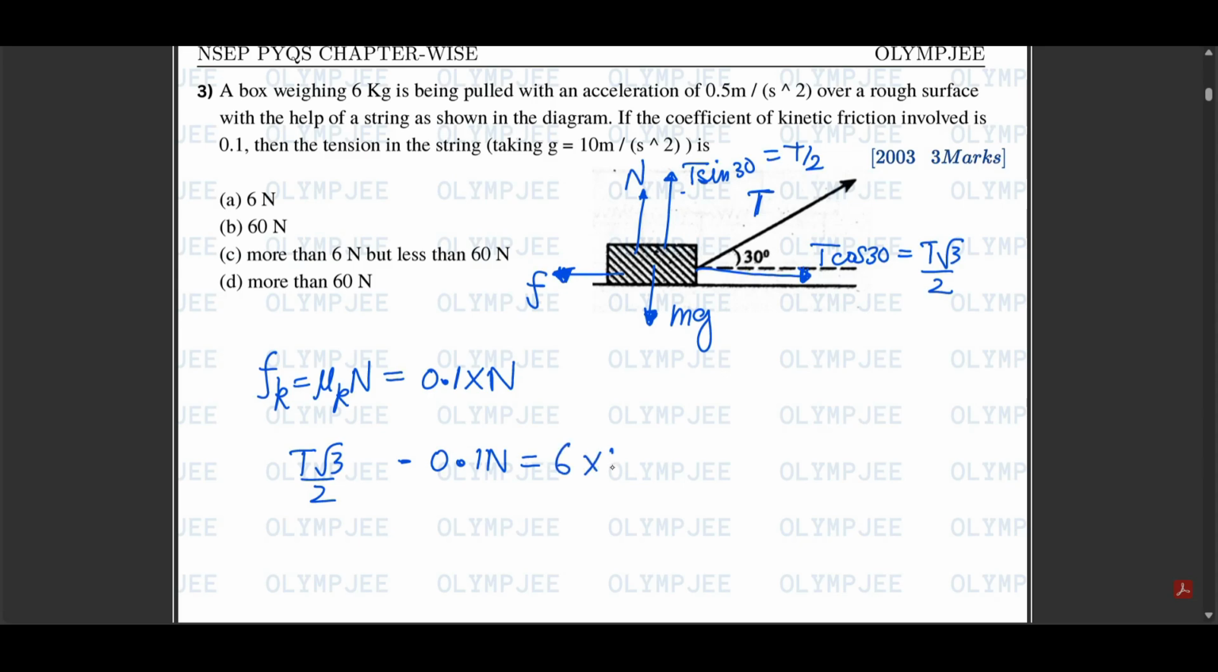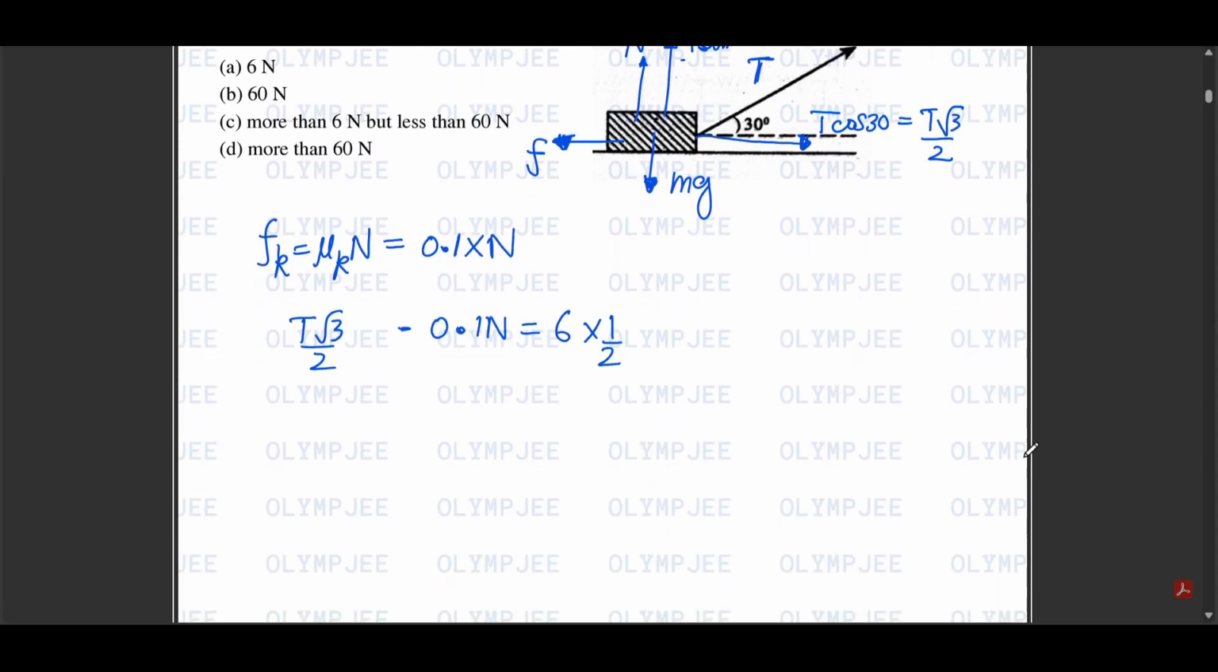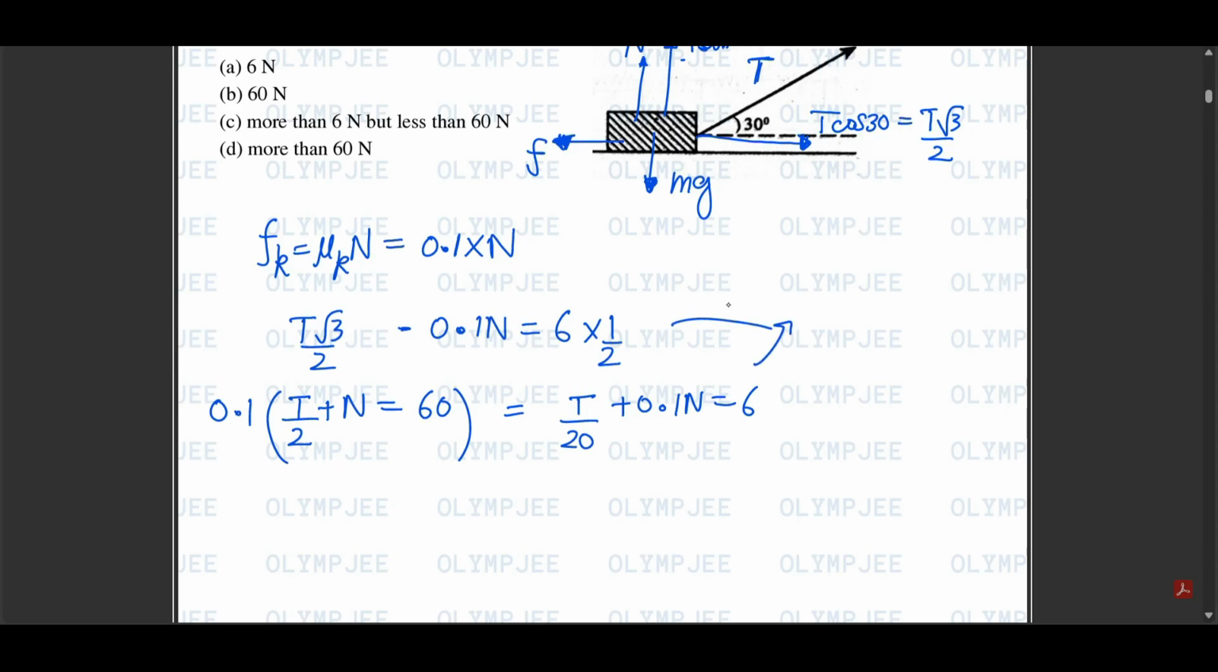Mass is 6 kg and acceleration is 0.5, and in the y direction the equilibrium equation will be T by 2 plus N is equal to 6g, that is mg, right? So from here, if we multiply this with 0.1, we will get T by 20 plus 0.1 N is equal to 6, and then we can add these two equations to get T root 3 by 2 plus T by 20 is equal to 3 plus 6, which is 9. So 10 root 3 plus 1 times tension is equal to 180.